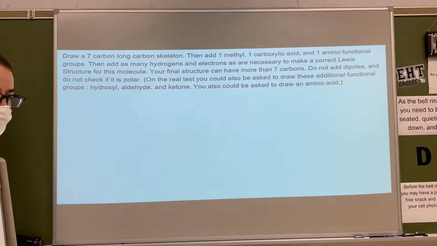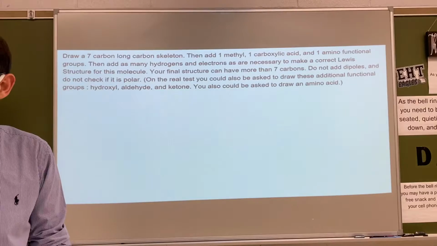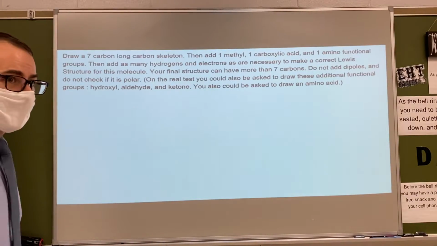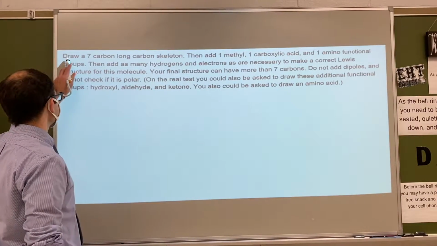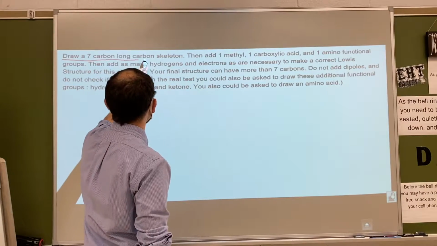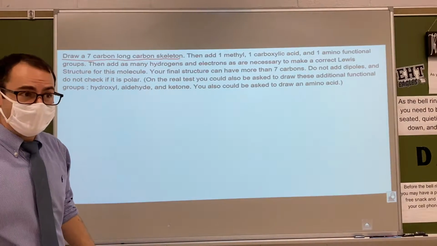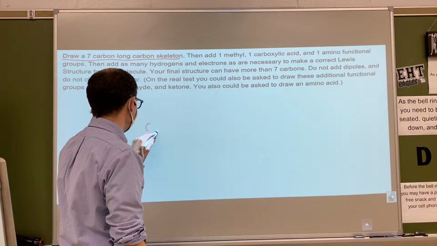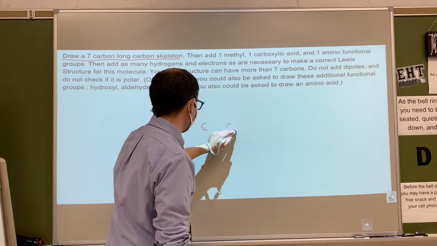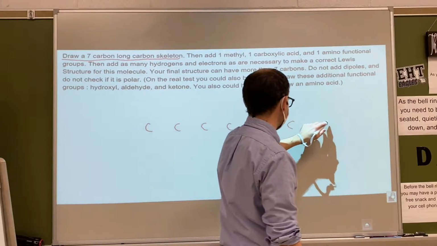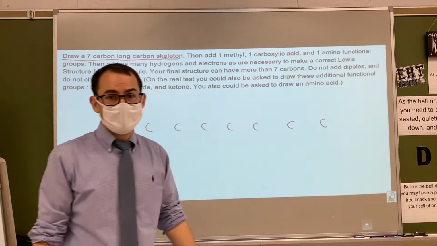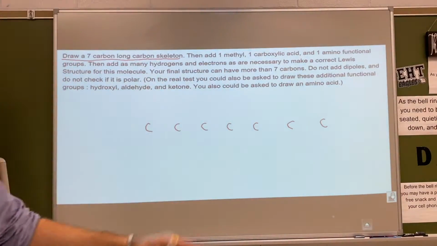So here's what a question could look like. It's wordy, don't copy it down, but let's draw it out. First it says, draw a 7 carbon long carbon skeleton. So 7 carbons, right? We could do that, let's do it in a line. 1, 2, 3, 4, 5, 6, and 7. So I just put 7 C's in a row.